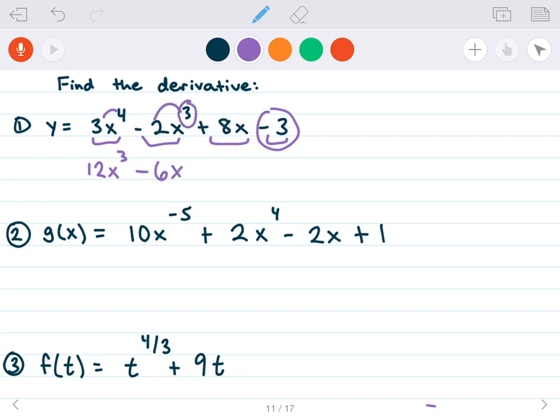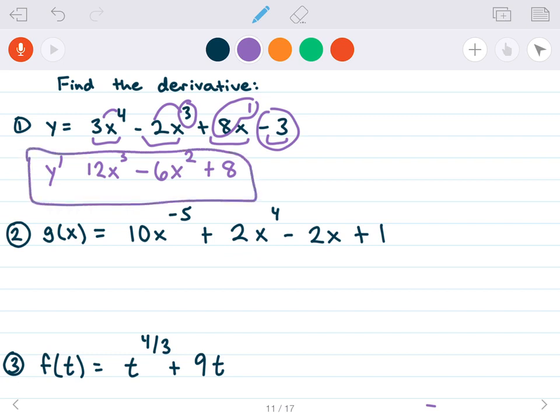X to the 3 minus 1 is 2. Here we go over here. We have understood exponent of 1. 1 times 8 is positive 8 in the front. 1 minus 1 is going to be 0, right? So this is x to the 0, but we don't need to write that. It's just going to be 8. Okay, so this is y prime, and we already said that the derivative of negative 3 is just 0, so we don't even have to write that. All right, so let's do some more examples.